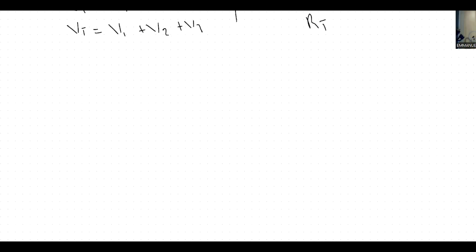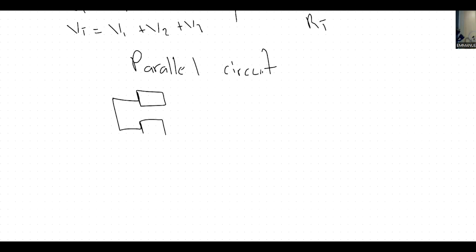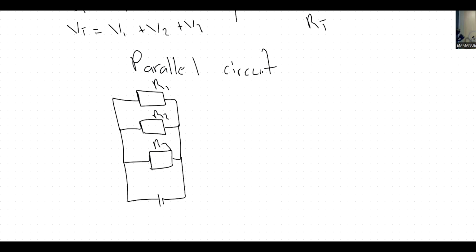So we can also have what you call a parallel circuit. A parallel circuit is when you're given resistances connected on top of each other in this way. Let's say this is R1, this is R2, this is R3. Let's say you're given the supply voltage here. There are different ways that you can find your total resistance.